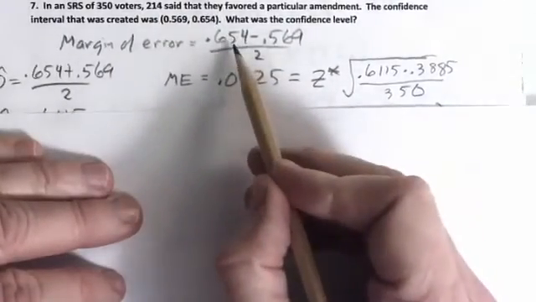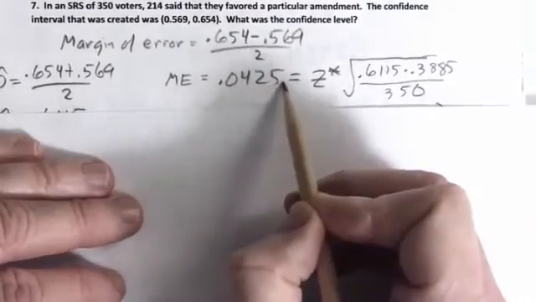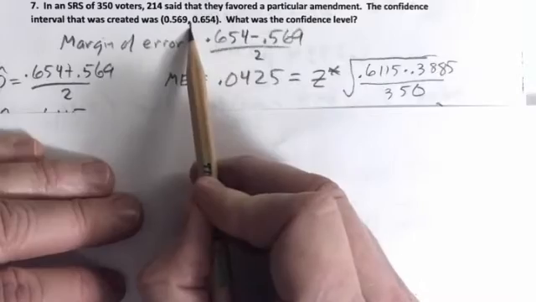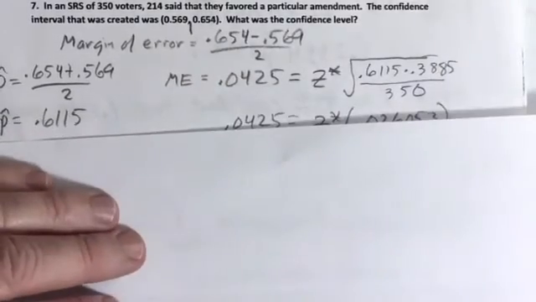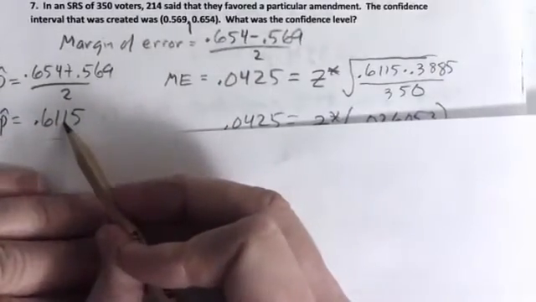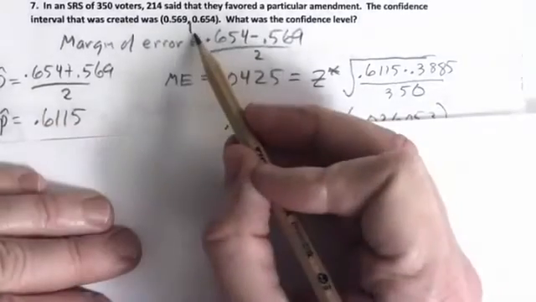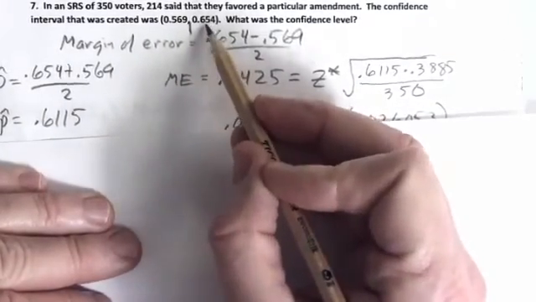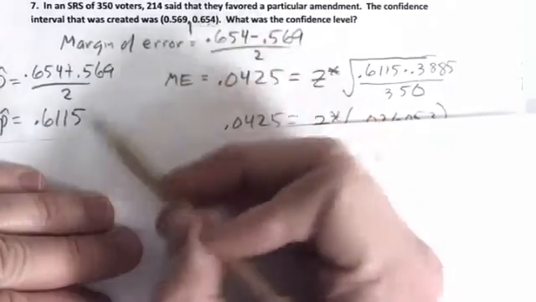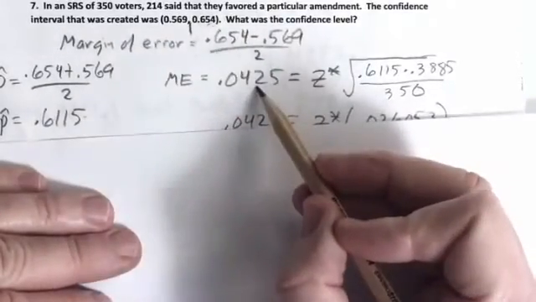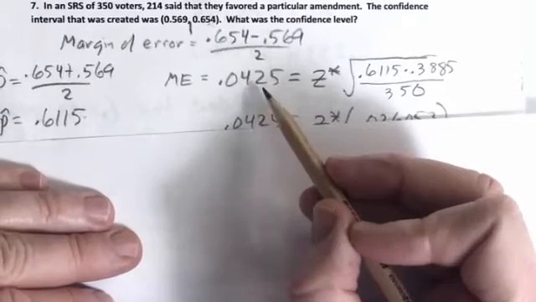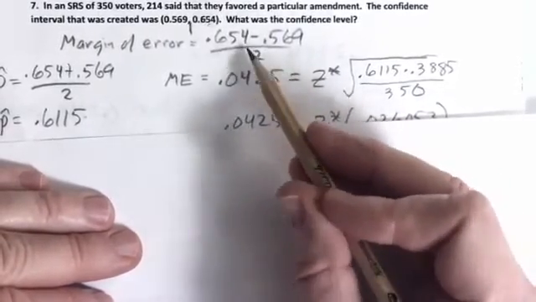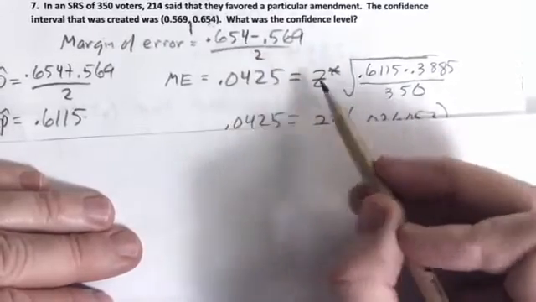So when you subtract that minus that divided by 2, it's 0.0425. That is how far the interval is going to the left and right from the center. The P hat is always going to be in the middle of the interval. So the middle of this interval is 0.6115. And then you can subtract that from 0.654 to give you your margin of error. That'd be the other way of doing it. So that's our margin of error. Given the interval, that's how you find the margin of error: subtract these and divide by 2. And then we enter it in that formula.